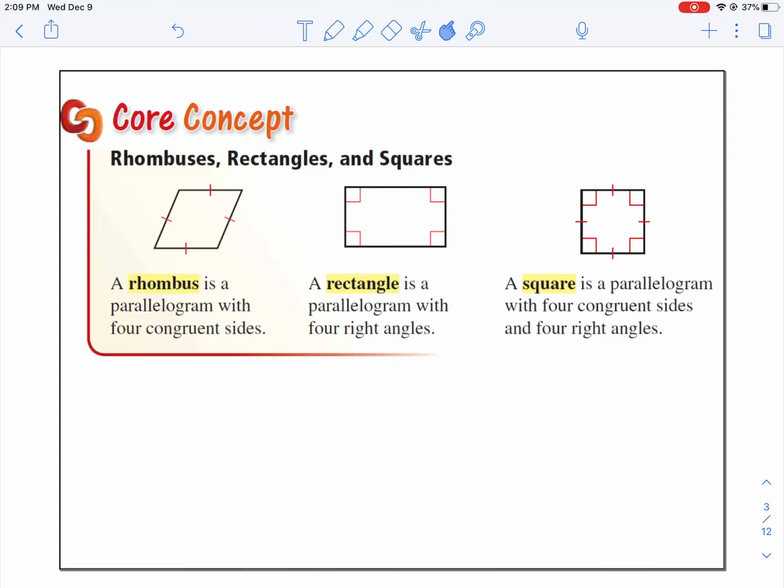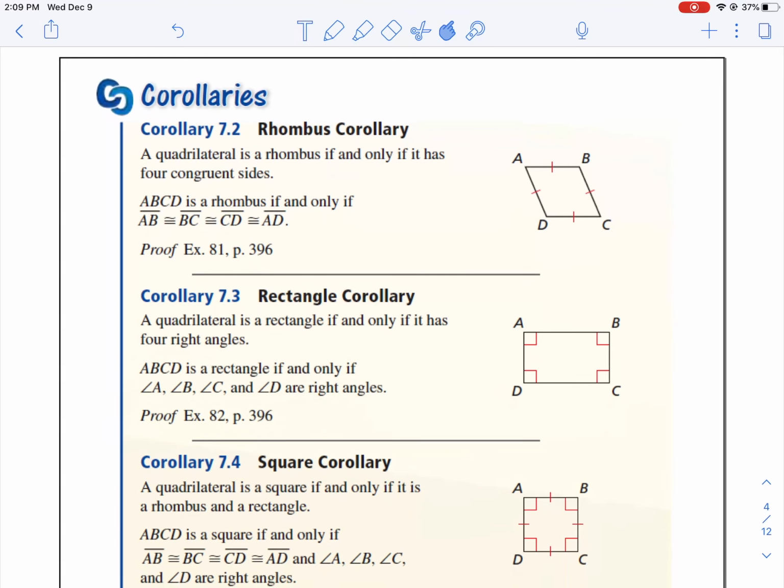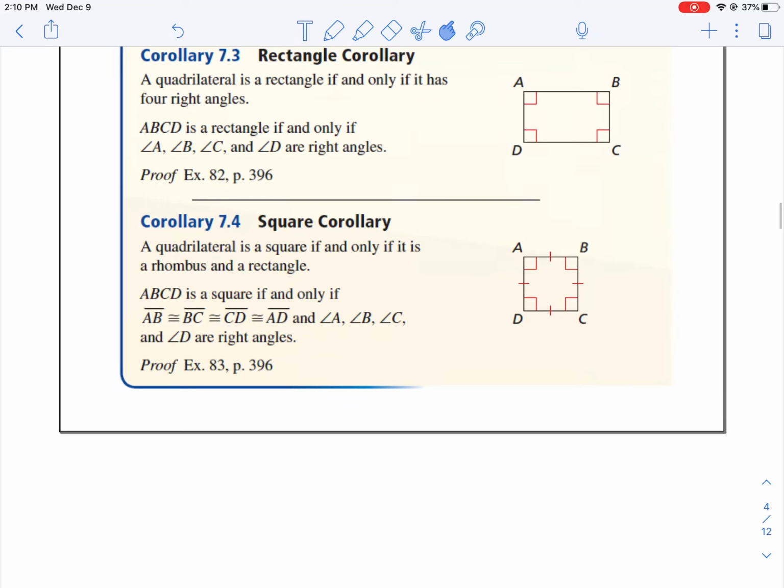Now, since these are parallelograms, don't forget, we also get that opposite sides are congruent and that opposite angles are congruent. And yes, that the diagonals bisect each other. Okay, so good stuff to know. Now, an easy way to remember this is by these corollaries. If a quadrilateral has 4 congruent sides, then it's a rhombus. If it has 4 right angles, it's a rectangle. And if it has 4 right angles and 4 congruent sides, it's a square.